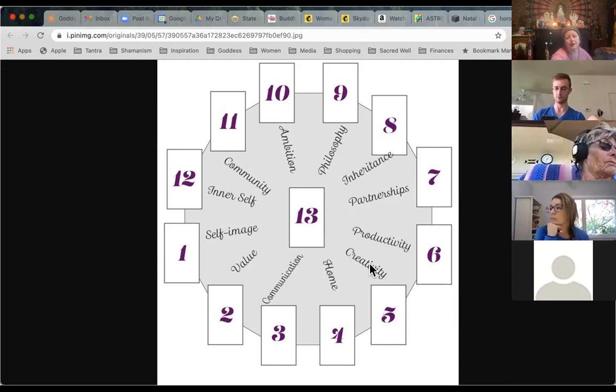Okay, so here under this, they would say very simple keywords: self-image, value, communication, home, creativity. I would say relationships here, romance, productivity. I would say career, partnerships of all sorts, inheritance. I'd say mystery, philosophy, big picture. Ambition, I would say longer term mission. Community, yes, I might say family. And then inner self, I agree. I call it what's emerging from the shadows into the light. And then you have your major thematic arc or your wild card here.